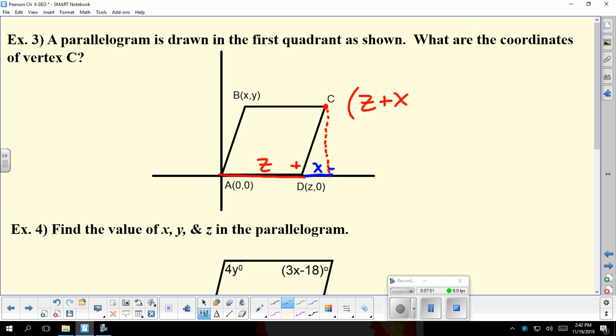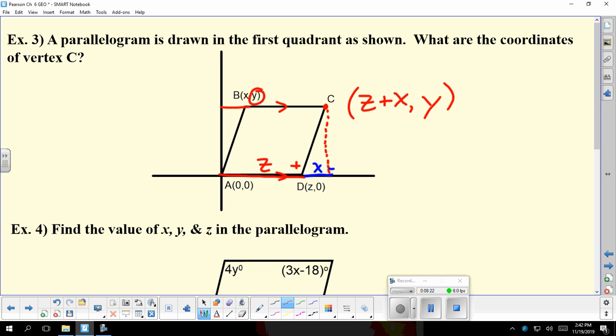Next, the y coordinate of this is how high it is. This is a parallelogram and it's set right here. These guys are parallel, so it has to have the same y coordinate as vertex B. So the coordinates of point C are z plus x on the y.